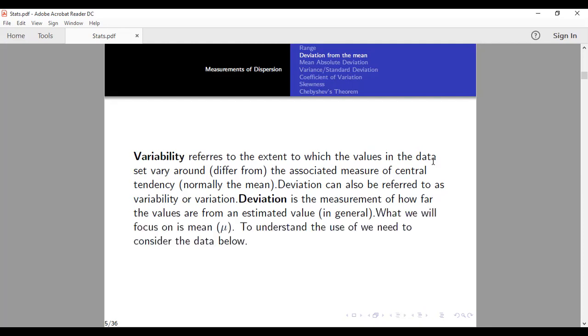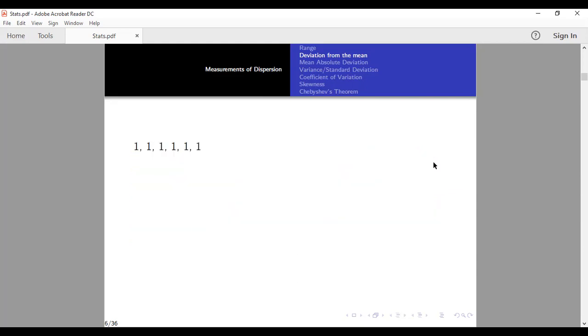So now we'll focus on the population mean, which is mu, and to understand it, we'll need to consider the data below. Say we have every value being the same. In our example, we've got 1. Every time you look at an observation, it gives the same thing. Now, we have these 6 ones. All the observations are 1.